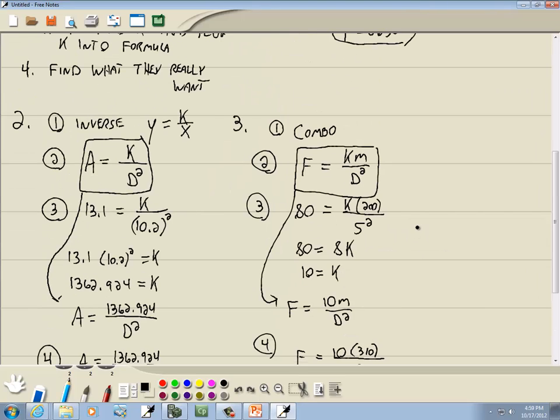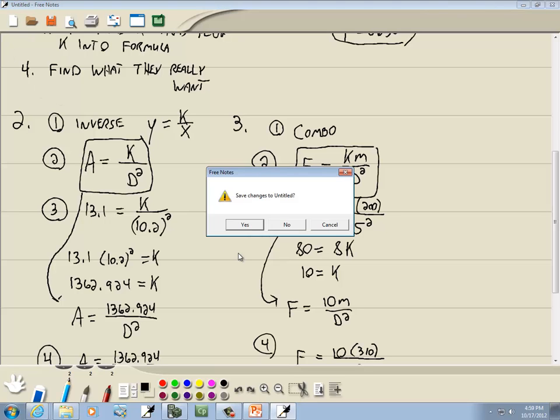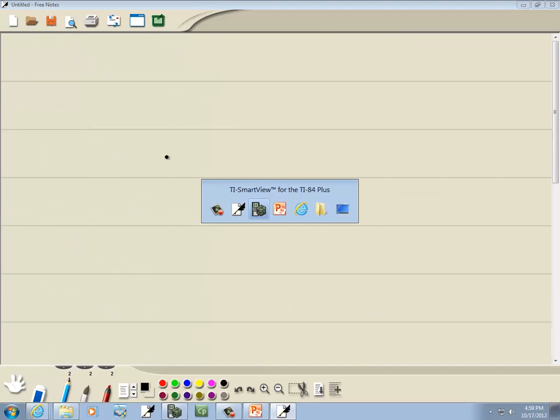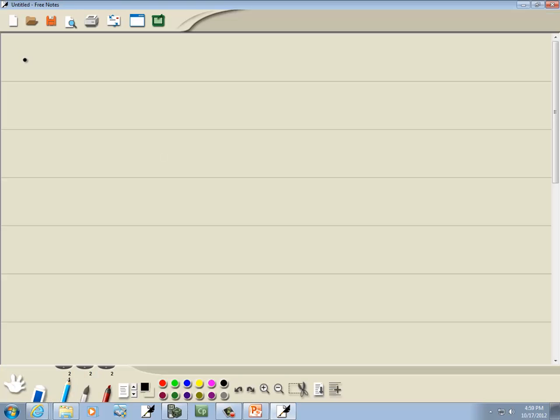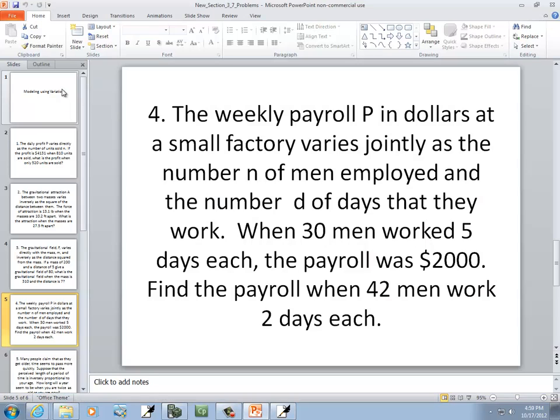And I really don't have time or space for another problem there, so let me just start a new page. And let's look at our fourth problem. It says a weekly payroll P in dollars at a small factory varies jointly as a number N of men employed, number D of days that they work. It says joint.